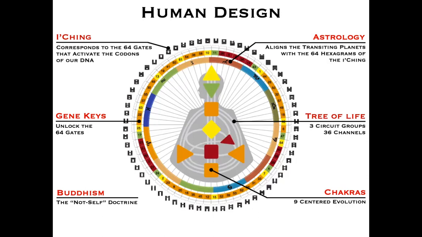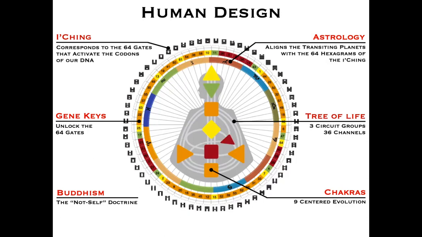And those 64 gates, which are also the 64 hexagrams, those are responding to the codons of the DNA. Okay. And so each of those gates has a key. And that's where the gene keys come into play. They're going to unlock those gates.